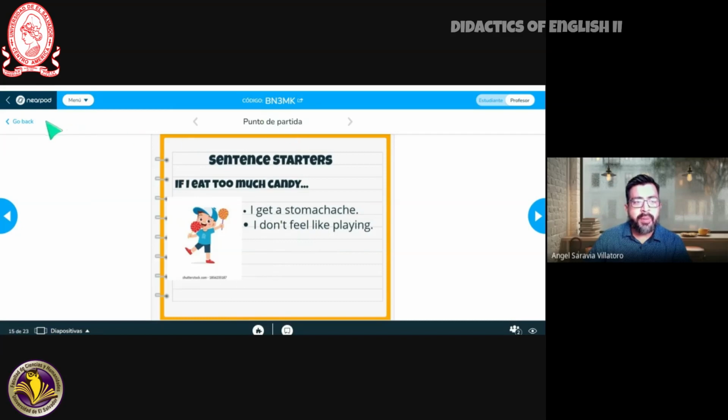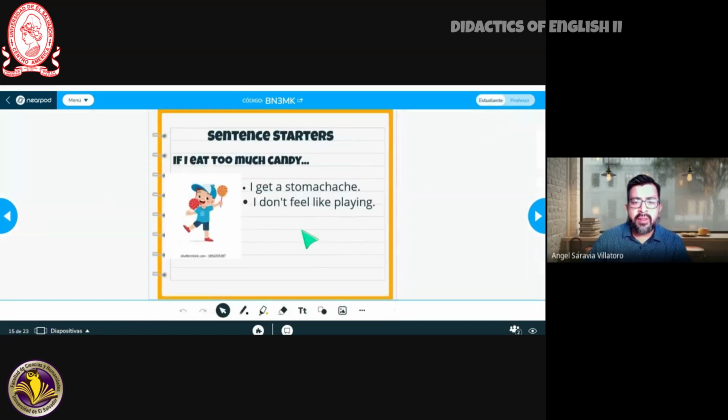All right. So if I eat too much candy, I get a stomachache. Remember, today we're practicing the zero conditional. For the zero conditional, we need to use if, a verb in simple present, and another verb in simple present. Remember, the verb can be affirmative or negative, as in this example. If I eat too much candy, I don't feel like playing. If I eat too much candy, I get a stomachache.